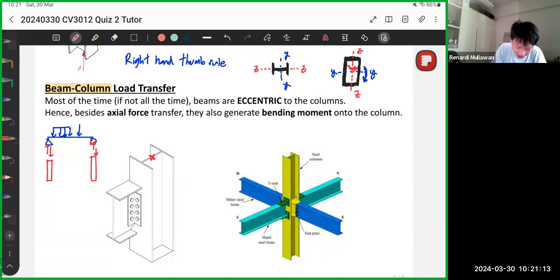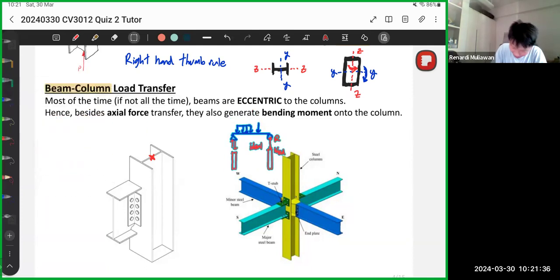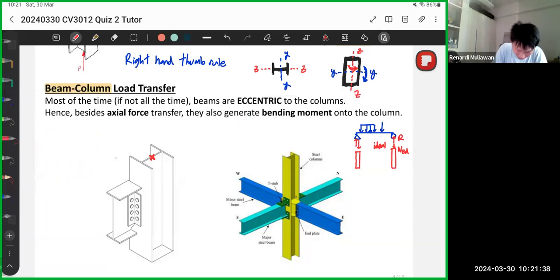Ideally, for the ideal case, the reaction force of the beam is transferred directly to the middle of the column. So both of these are okay. This one is NED. This one is the reaction R. But in most cases, your reaction gets transferred here, off center.